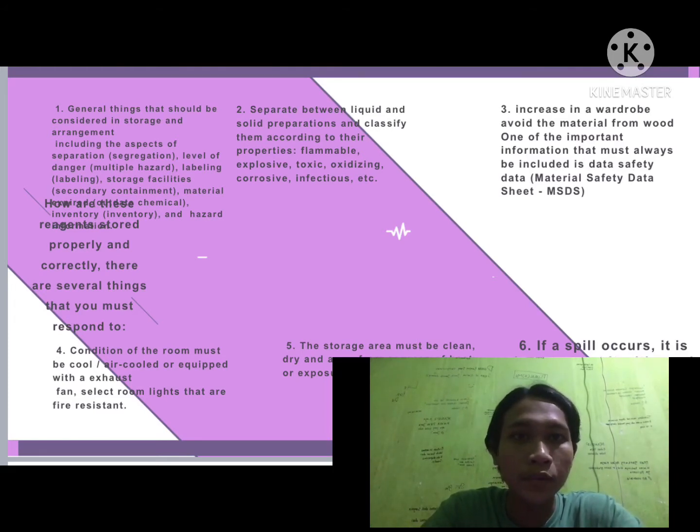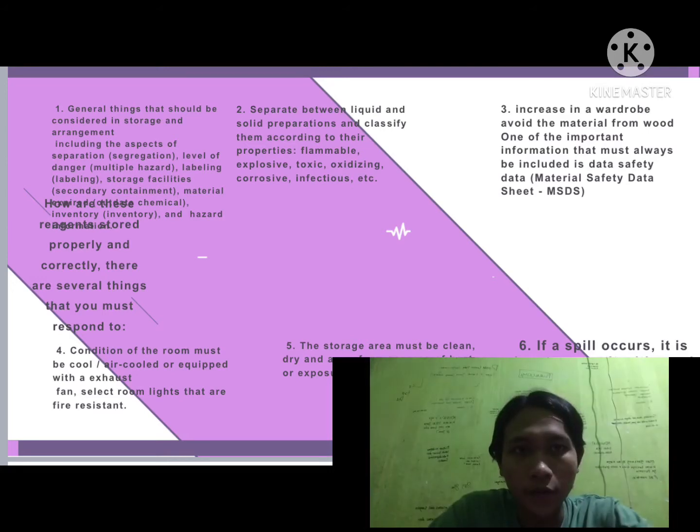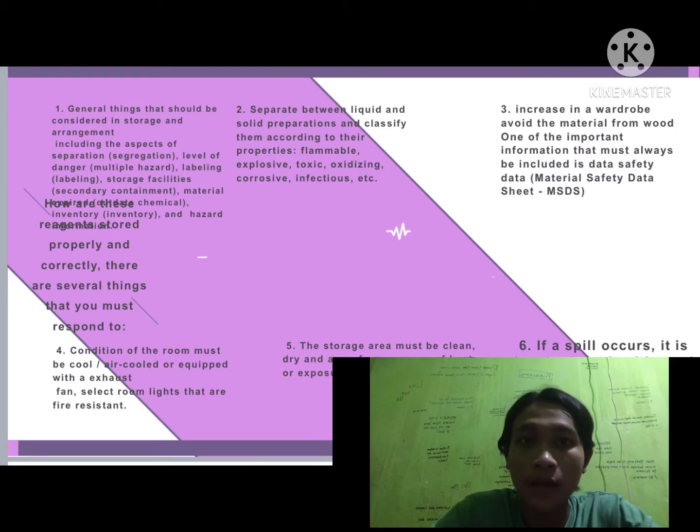One of the important pieces of information that must always be included is the material safety data sheet. 4. The condition of the room must be cool or air-cooled, or equipped with a fan. Select room lights that are fire-resistant. 5. The storage area must be clean, dry, and away from sources of heat or exposure to sunlight.